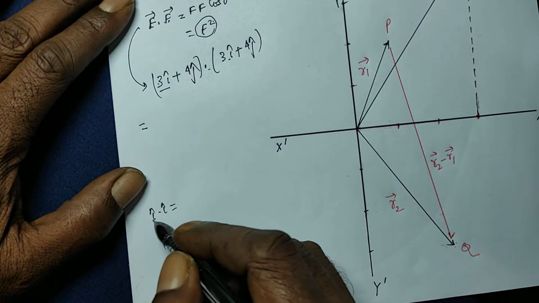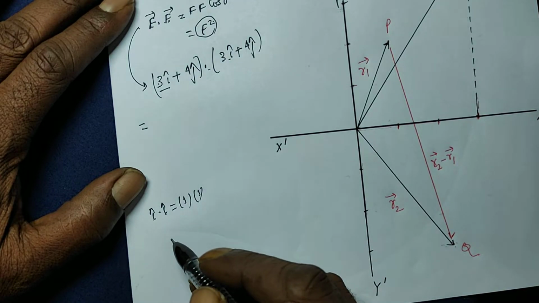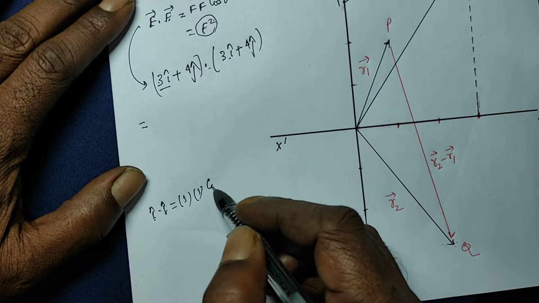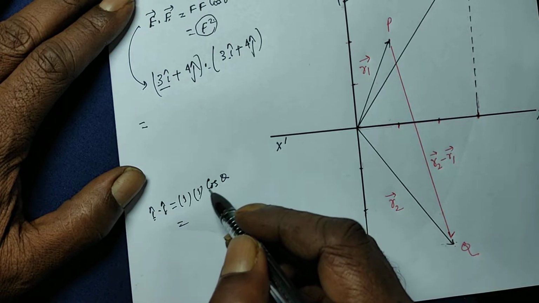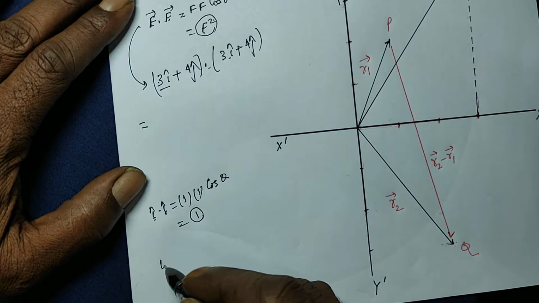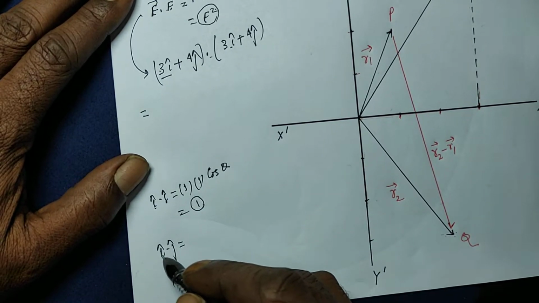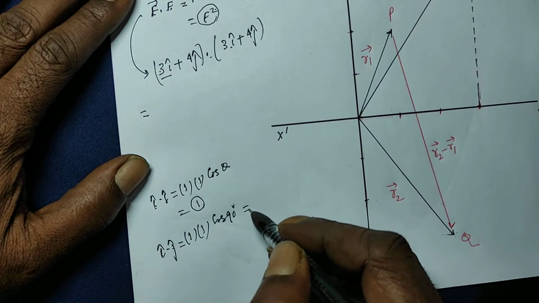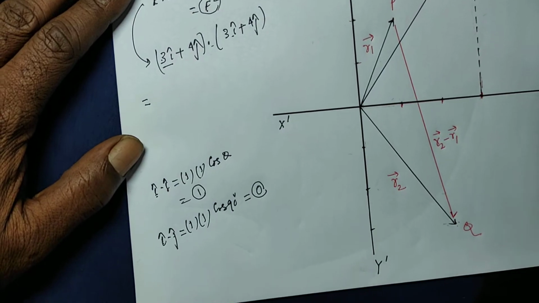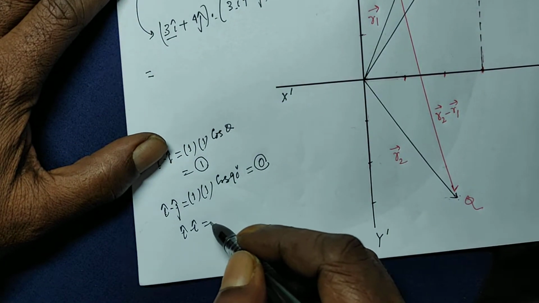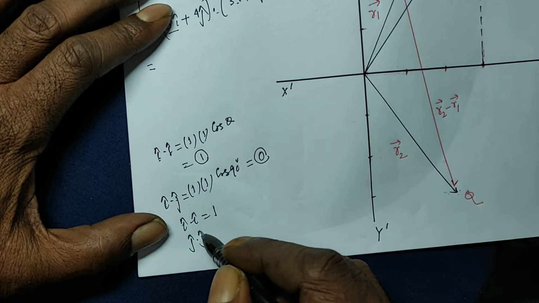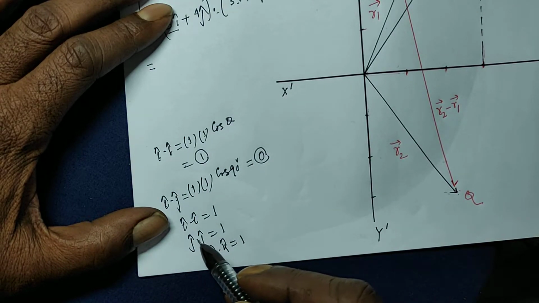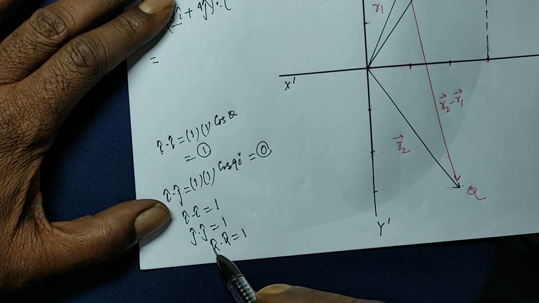i is a unit vector, magnitude is 1, i is a unit vector, magnitude is 1. They are in the same direction, so the angle between them is 0, and in dot product we take cos theta, so cos 0 is 1, 1 into 1 into 1. If you take i dot j, its magnitude is 1, the angle between them is 90, so cos 90 is 0. What you have to remember is i dot i is 1, j dot j is 1, k dot k is 1. Any other combination, i dot j is 0, i dot k is 0, j dot k is 0.